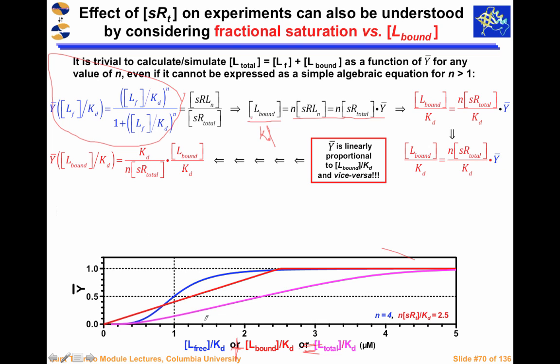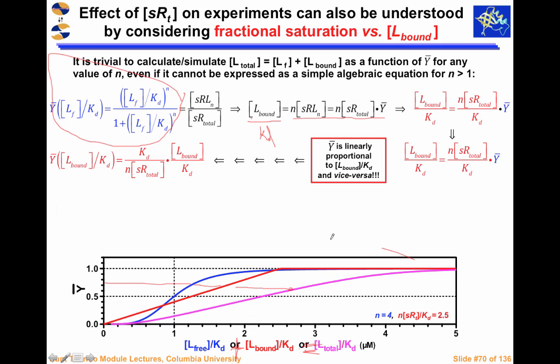We also have a very simple equation that describes the relationship between L bound over KD and fractional saturation. At a given fractional saturation level, we take the free ligand at this level, and we sum that with the bound at this level. So we sum those two things together, and what do we get? The sum of those two things at that fractional saturation level gives us the KD. This is very simple arithmetic.